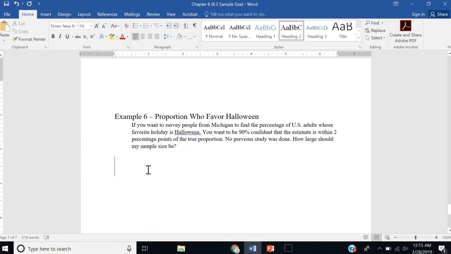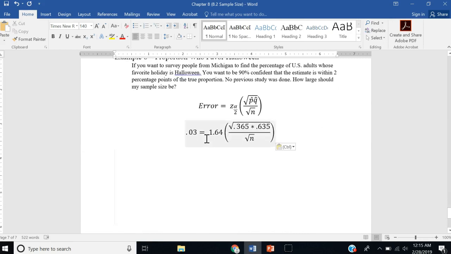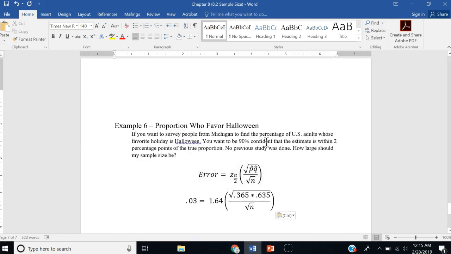All right, here we go. So we know we're dealing with proportions. Percentages, proportions, same difference. We know we're going to use this formula here. When we start to plug this in, it looks all right. The error, we want to be within 2 percentage points of the actual proportion. Error becomes 0.02. 90% confidence means that the z is still 1.64.